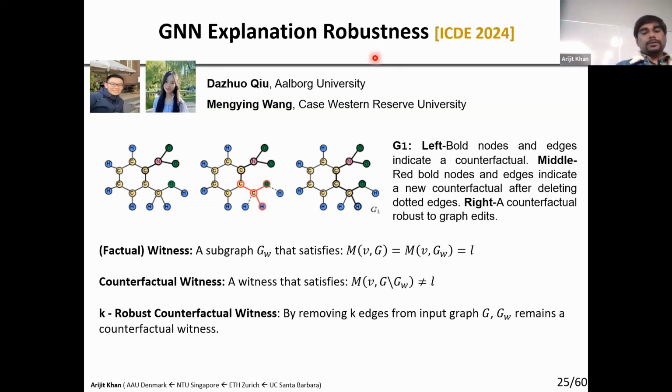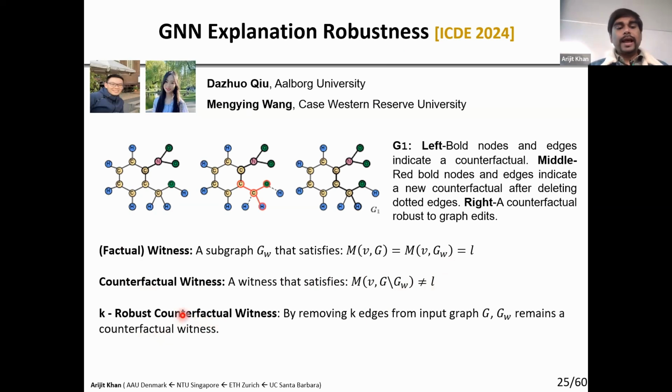So what do we mean by robust? Well, first of all, we still want to maintain those two aspects, which is factual and counterfactual. Meaning, if you consider only the explanation, your decision should be the same by the model. And if you remove or perturb the explanation, then your decision should change, right? That indicates very high correlation with respect to the explanation and the decision of the model.